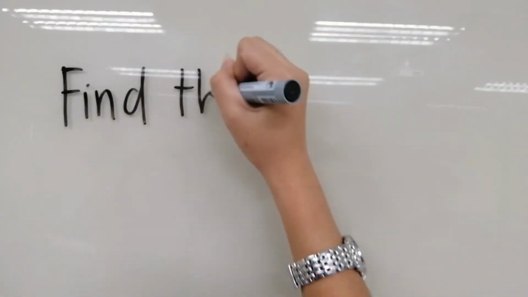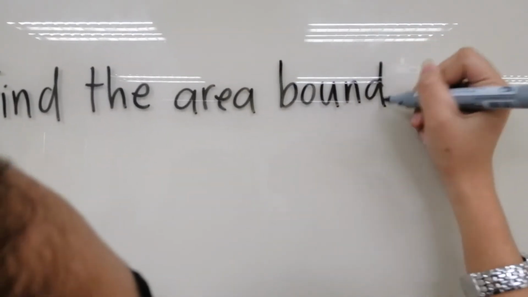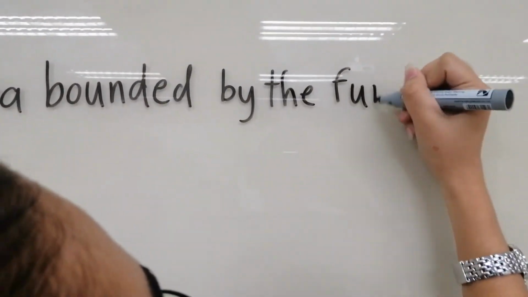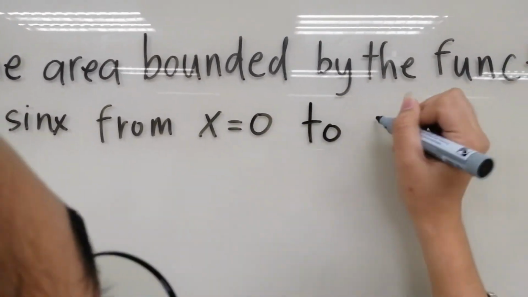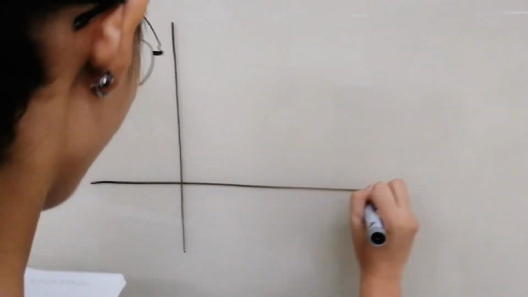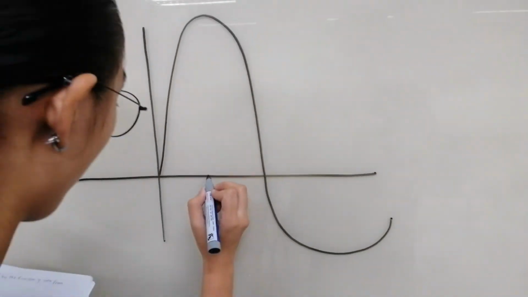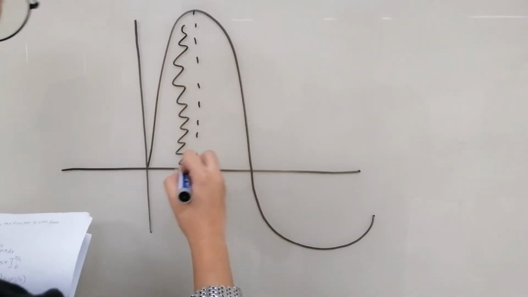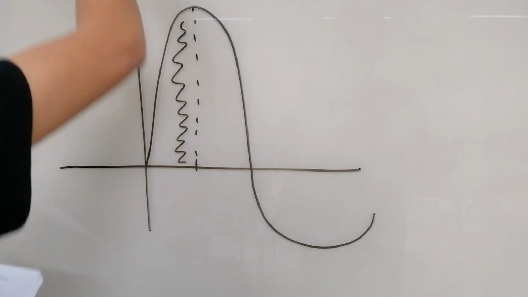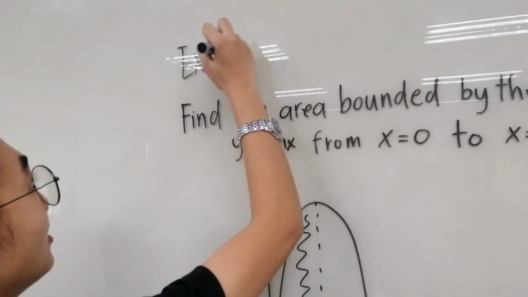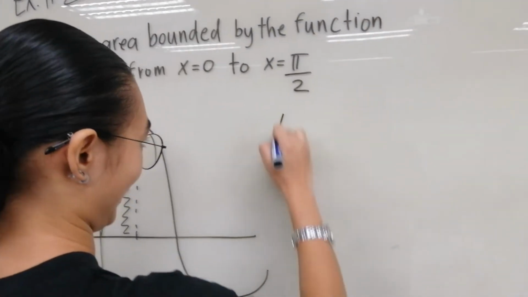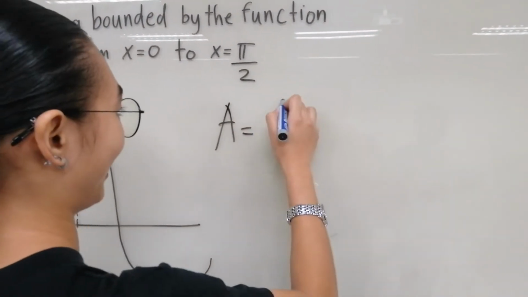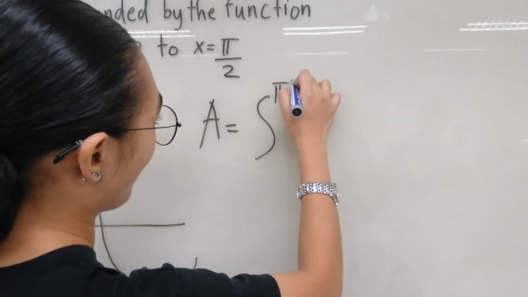Let's move on to the second example. Find the area bounded by the function y equals sine x from x equals 0 to x equals pi over 2. Again, the first step is to sketch a graph. Automatically, a given having pi over 2 will have a 90-degree graph like you can see on the video. Next step is to determine the boundaries or interval. The boundaries are already given: x is equal to 0 and x is equal to pi over 2.